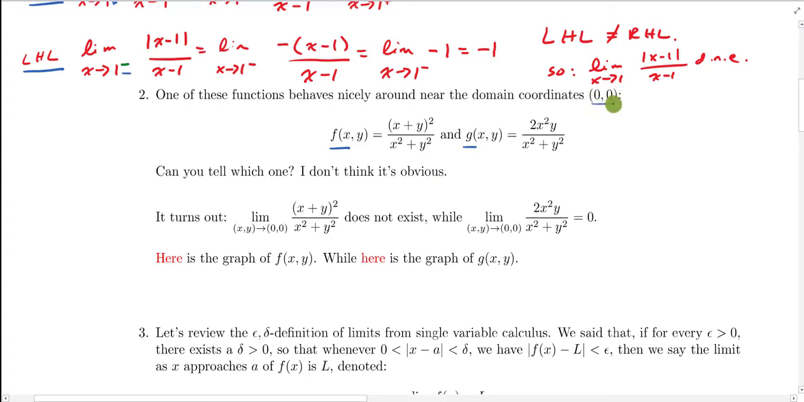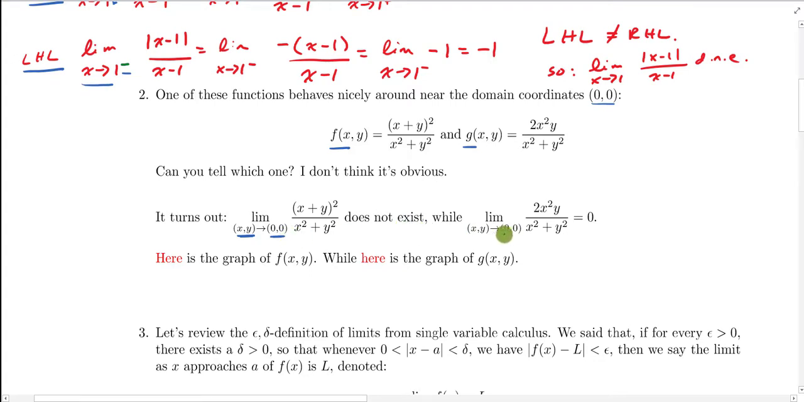Neither of these functions is defined at (0, 0), so I cannot plug (0, 0) into either of them. It turns out, though, that one of these functions is well behaved around the ordered pair (0, 0), and one of them is not. Meaning it's possible to compute the limit as, and here we're going to see this notation, not as an individual x value is approaching 1, but as an ordered pair is approaching the ordered pair (0, 0). That's how we're going to look at these limits in this section.